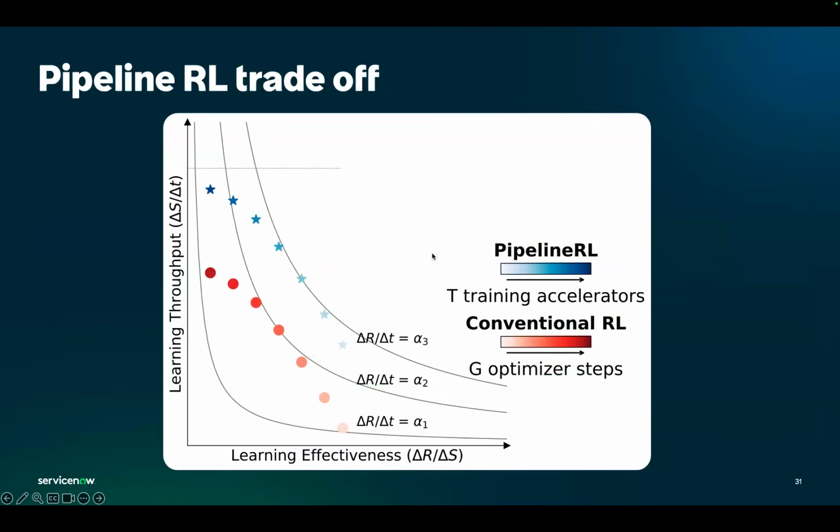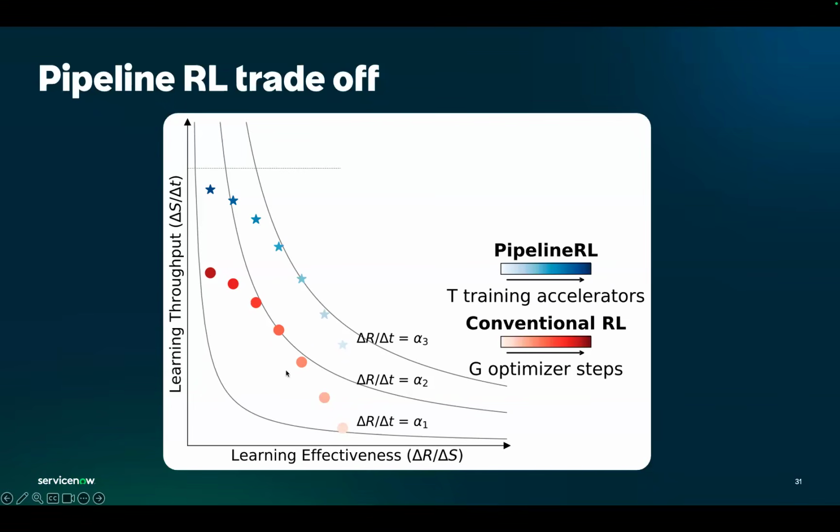So I think that this plot is a little bit abstract, but it's the best summary of our project. It shows that PipelineRL is an alternative reinforcement learning method where you trade effectiveness for throughput by changing the amount of compute that you use for training. So the more compute you throw at your problem, the higher the throughput is going to be, but at some point, the learning effectiveness of that throughput is going to be low because you will be way too much off policy.